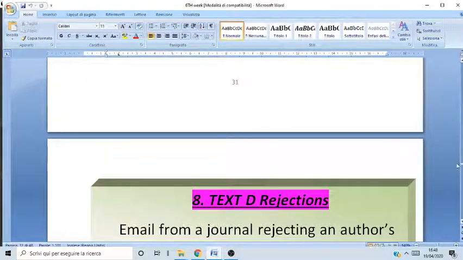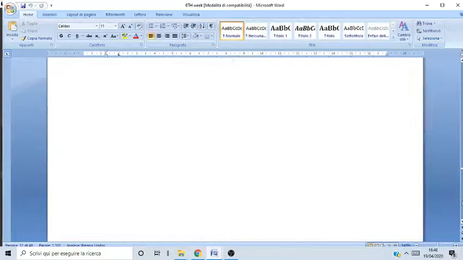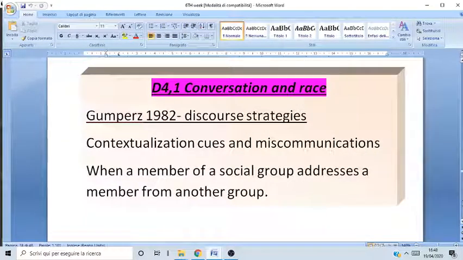Text D, we did this one together about rejecting an abstract in this case. And so we looked at 2 different ways of dealing with this issue, either doing a face-threatening act boldly or using some politeness techniques. And that was the end of the text analysis part.